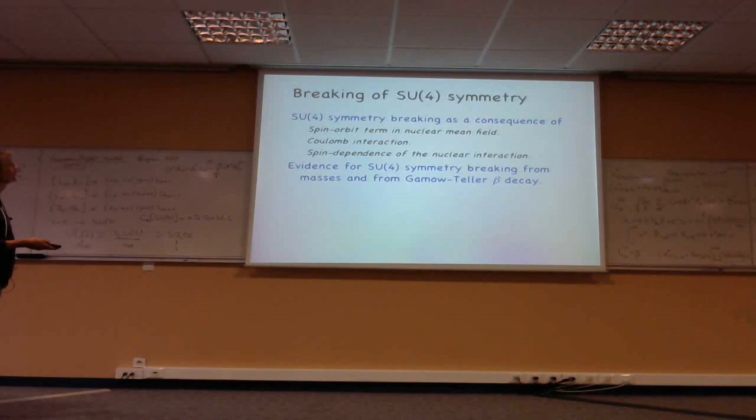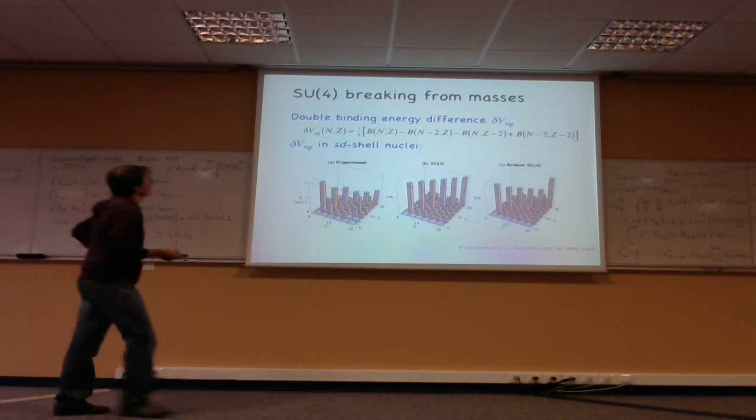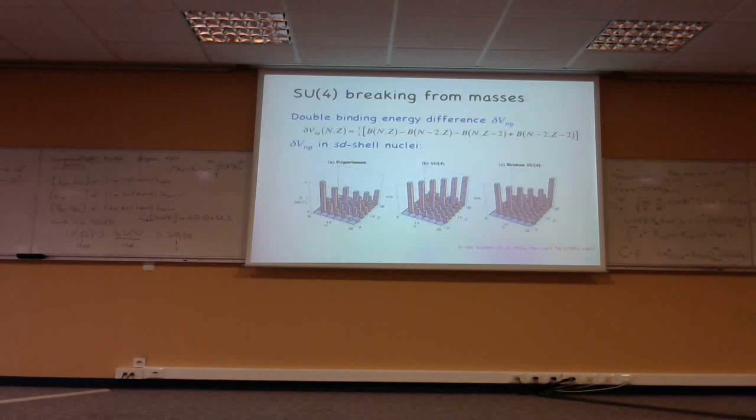So as I argued, there are important terms that break SU4 symmetry and, as a consequence, SU3 symmetry: spin orbit, Coulomb, and any spin dependence of the nuclear interaction. This can be shown, but I don't think I want to go into this because it's time to wrap up.